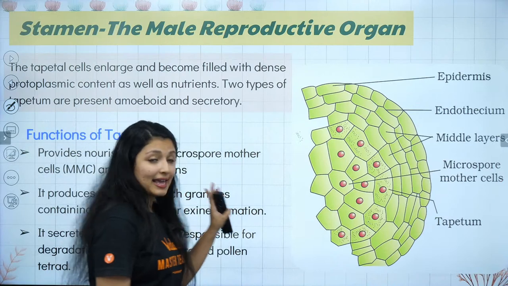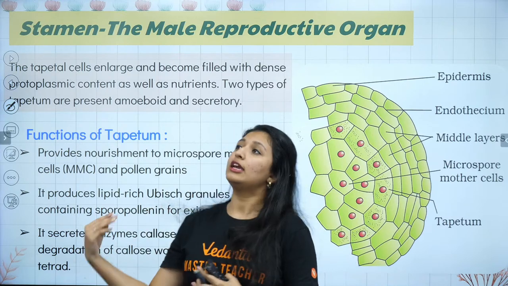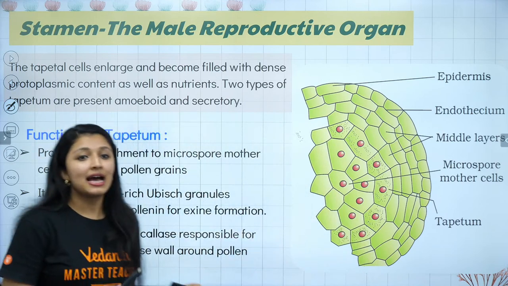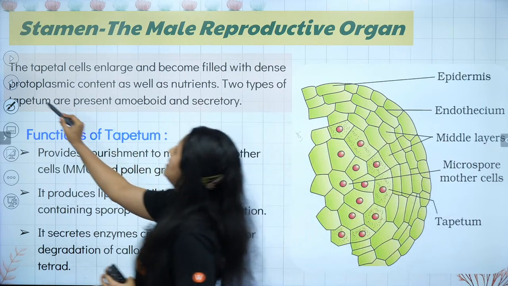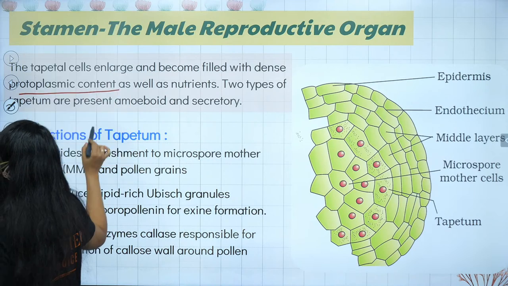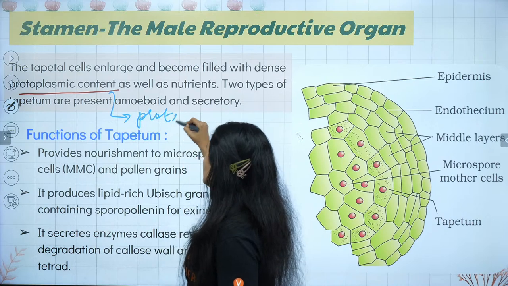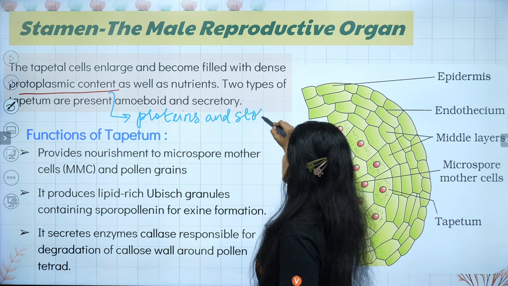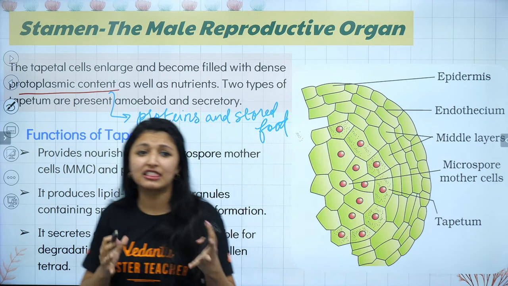Okay, now, functions of tapetum. They need to have their cook. They need to have somebody else also taking care of them. Just protection is not enough. So the tapetal cells enlarge and become filled with dense protoplasmic content. What do you think will be there in this dense protoplasmic content? They are going to have a lot of proteins and stored food. That is why the protoplasm is very, very thick.